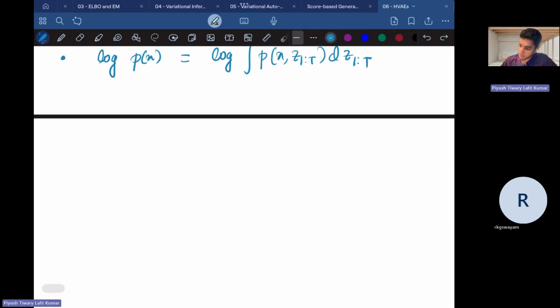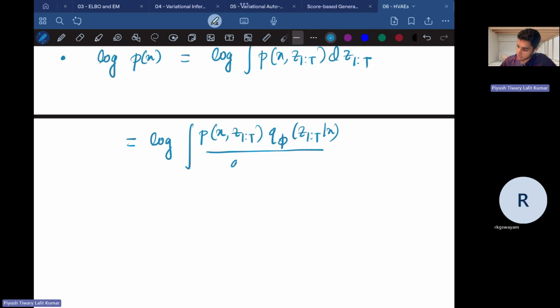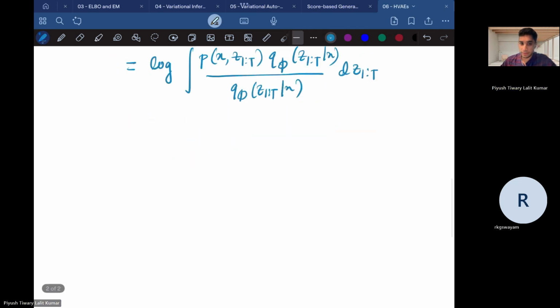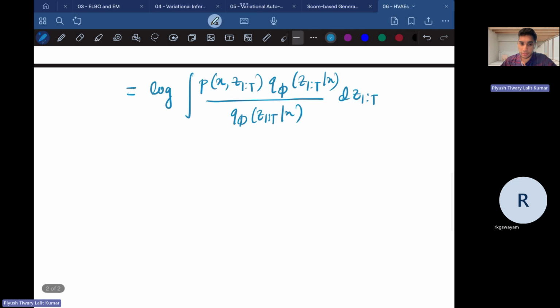Now what we will do is this thing will become log of integral of P(x, z1 to T), right? Multiply and divide by your variational distribution, so Q phi (z1 to T given x) divided by Q phi (z1 to T given x), dz1 to T. Just multiplying and dividing by the same thing, that's all.